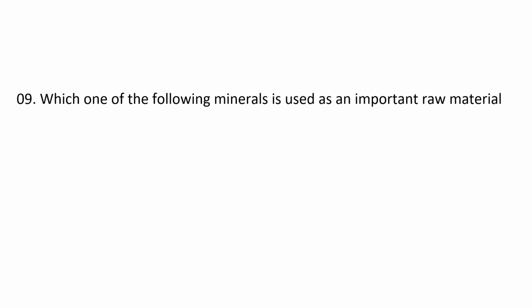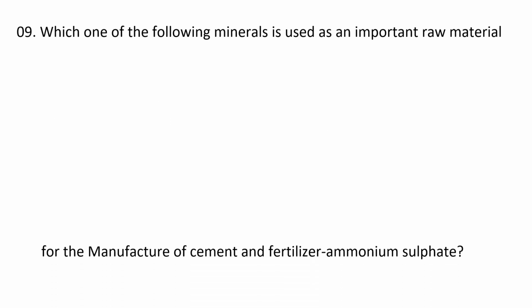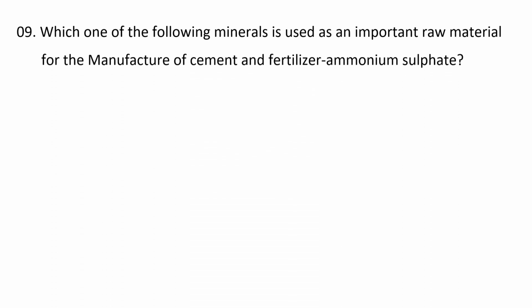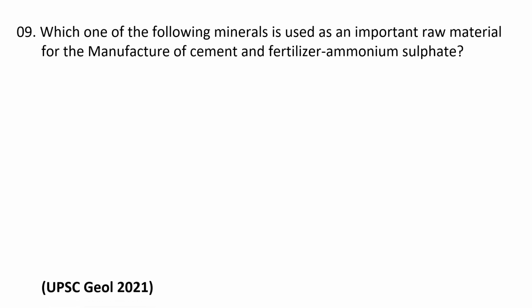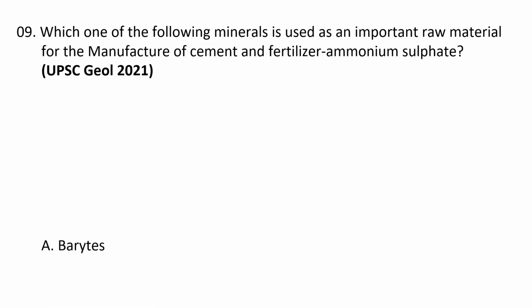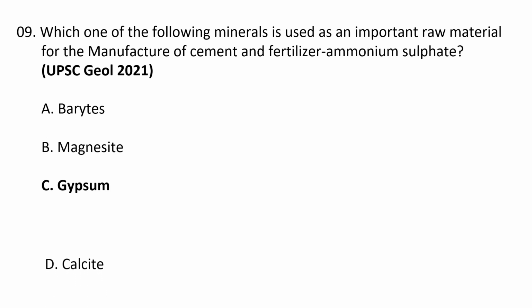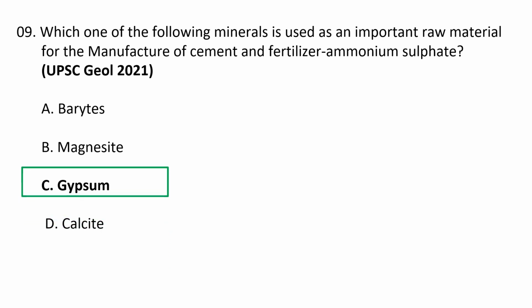Next question. Which one of the following minerals is used as an important raw material for the manufacture of cement and fertilizer ammonium sulfate? A. Barytes, B. Magnesite, C. Gypsum, D. Calcite. So gypsum, it is used for the manufacture of cement industries. So correct answer is C. This was the question asked in UPSC Geologists 2021.